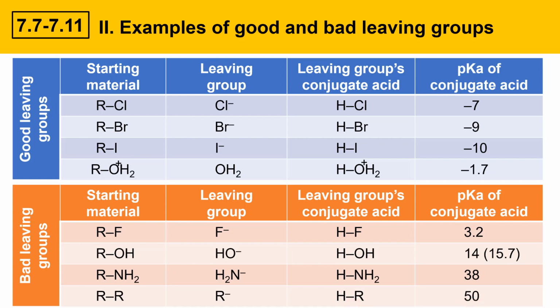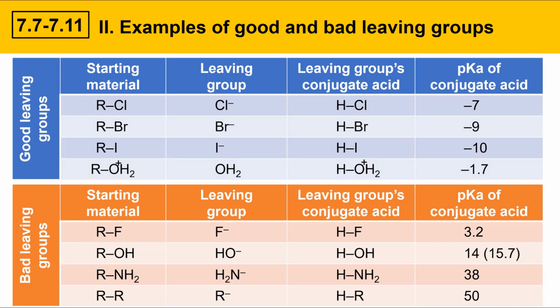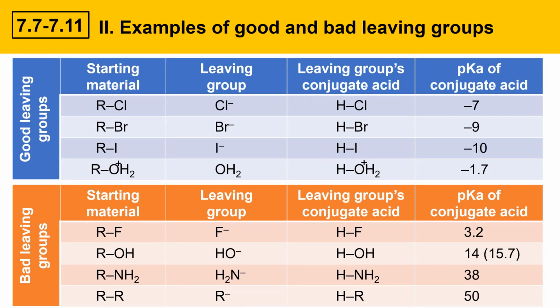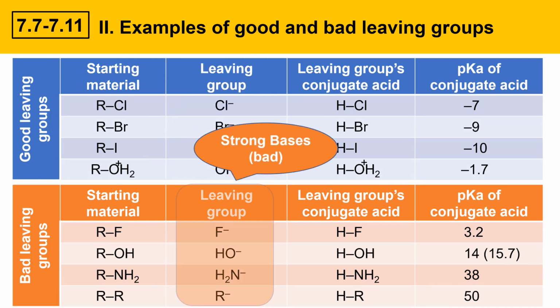And this is not a comprehensive list of poor leaving groups. There are many, many other examples of poor leaving groups. But up here in the good leaving group category, these are pretty much what you're going to see for alkyl halides. Chloride, bromide, and iodide as leaving groups, but not fluoride. Fluorine is just too strongly basic when it leaves, so it doesn't make a good leaving group. To summarize, strong bases are poor leaving groups.